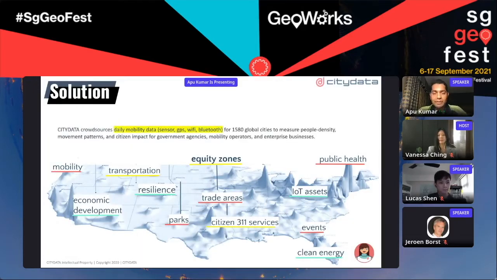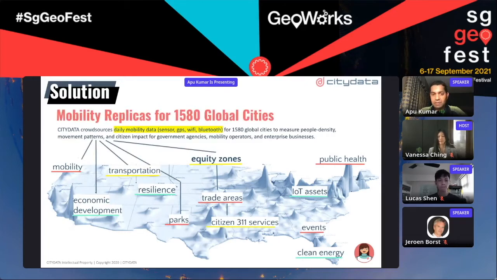Our solution to the problem of trying to understand how many people is to basically crowdsource mobility data, crowdsource data on an hourly basis, on a daily basis. And we do this using sensors, where we have access to IoT sensor grids. We work with mobile app developers and publishers, where we have access to those types of networks. We work with Wi-Fi hotspot operators. We work with Bluetooth beacon operators. So we are basically trying to crowdsource as much data as we can. Any data set that fundamentally gives us a sense for how many people, anonymized, of course, is a data set that we would be interested in. And so we built this awesome network of data sources in 1,580 cities worldwide. And we have built these mobility replicas for these cities. And then we provide the data sets and the replicas back to government agencies, mobility operators, and enterprise businesses.